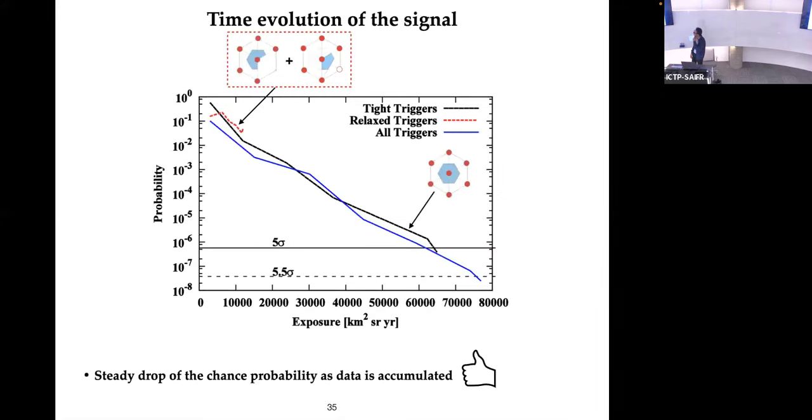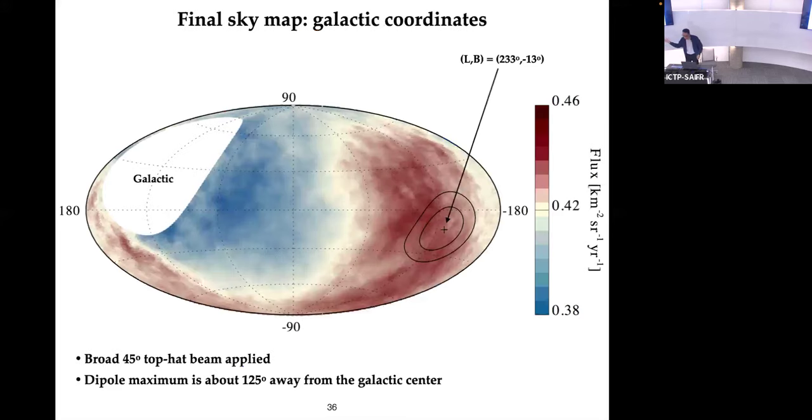This is just the evolution of the signal, the evolution of the test statistic as a function of time. As we acquire data, the statistical significance was growing monotonically until we reached, around 2017, the 5 sigma threshold. And here I'm showing different triggers because we have tighter triggers and more relaxed triggers. Here's just the same sky map, but in galactic coordinates now.